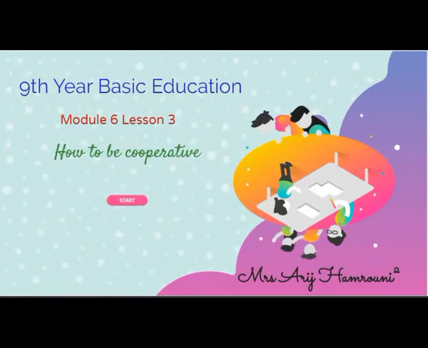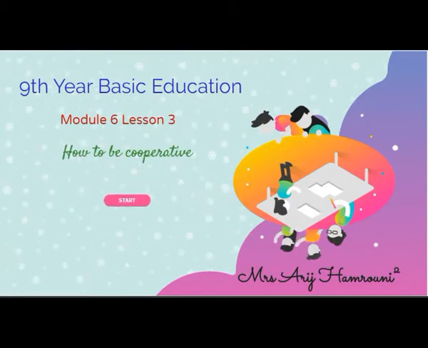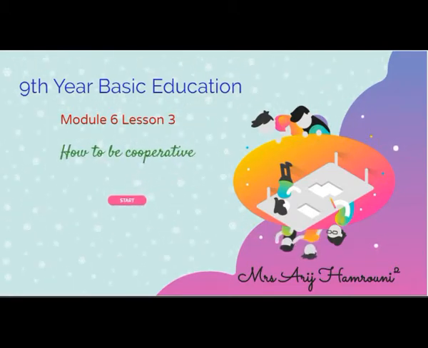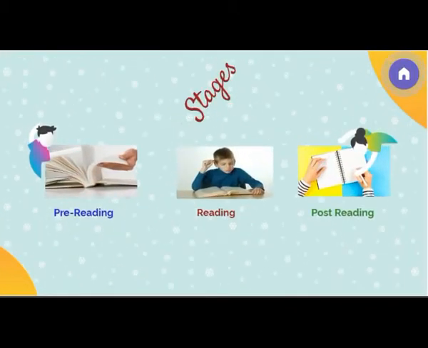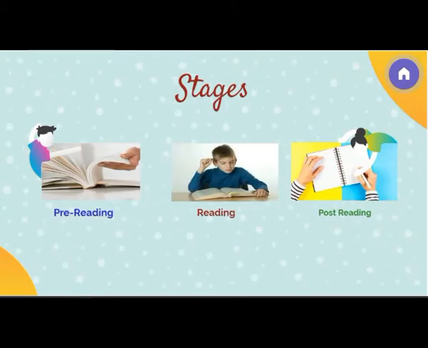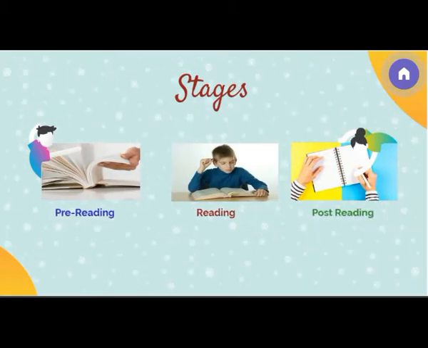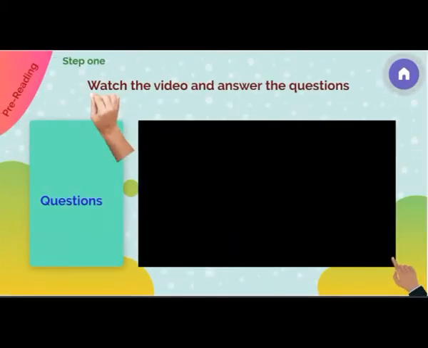So today's lesson is for 9th graders. It's taken from Module 6 Civility and the lesson is entitled How to be Cooperative. Okay, let's start. As you see here in this lesson, there are three main stages: pre-reading, reading, and the post-reading or the production phase. Let's start with the pre-reading stage.